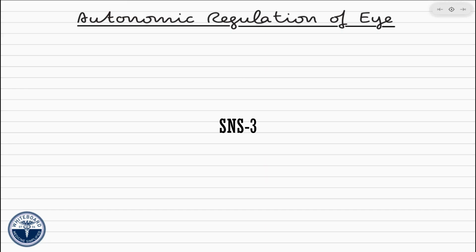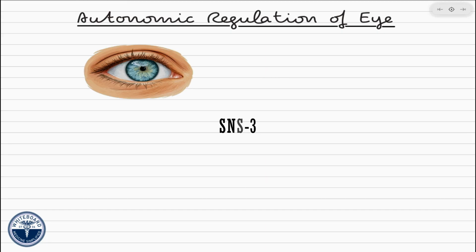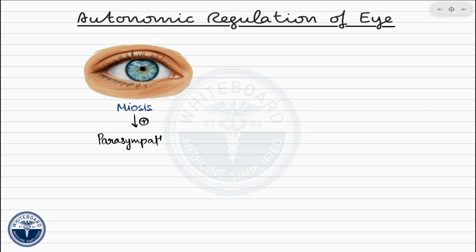Imagine a patient arrives in the emergency department with pinpoint pupils, or what we call miosis. At first glance, based on what we have already discussed in cholinergic pharmacology, we might think that this is due to stimulation of the parasympathetic nervous system. For example, exposure to an organophosphate compound leading to excessive muscarinic activity.